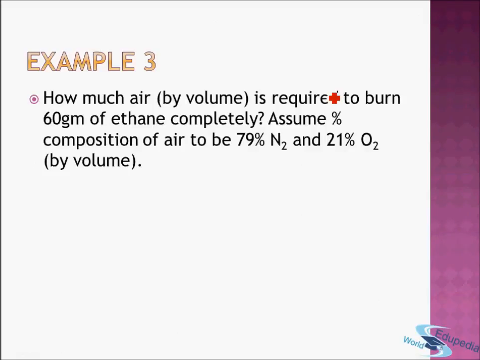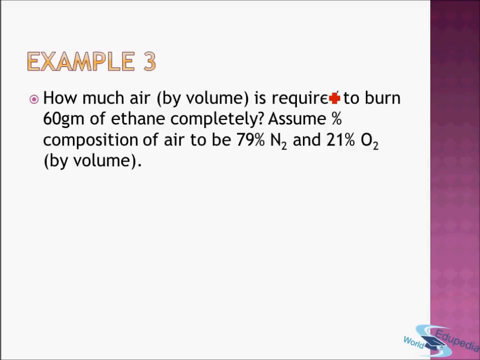Read this question carefully. How much air by volume, basically you have to calculate the volume of air, is required to burn 60 gram of ethane completely. Assume the percentage composition of air to be 79% nitrogen and 21% oxygen by volume.